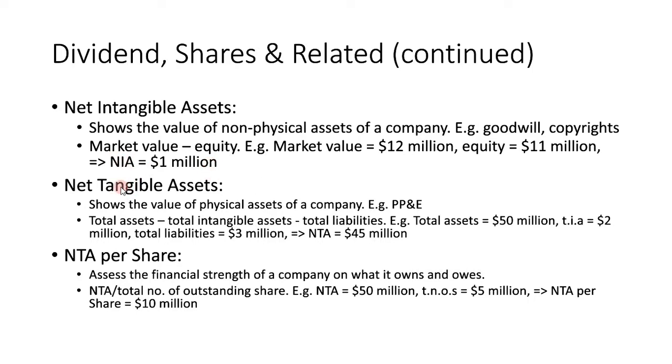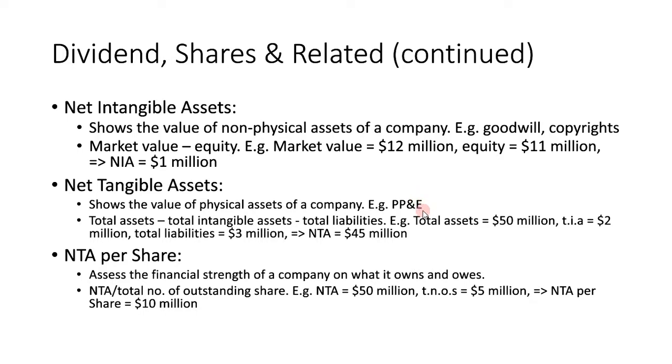Similarly to the intangible assets, the equation is going to be different for net tangible assets. It just shows the value of the physical assets of a company. An example is PP&E, or property, plant, and equipment. So it's just how much your car is worth, how much your buildings are worth, how much your, let's say, land is worth, how much your delivery team is worth, something like that.